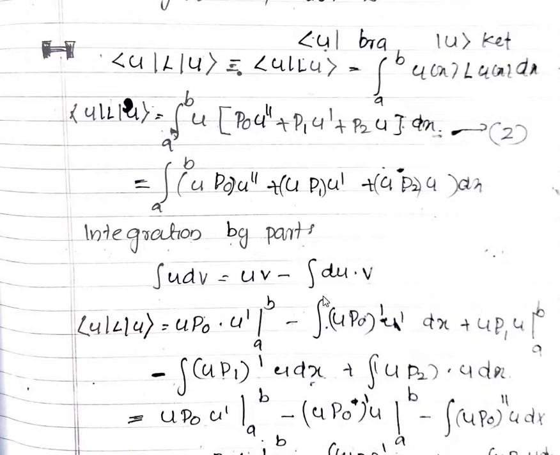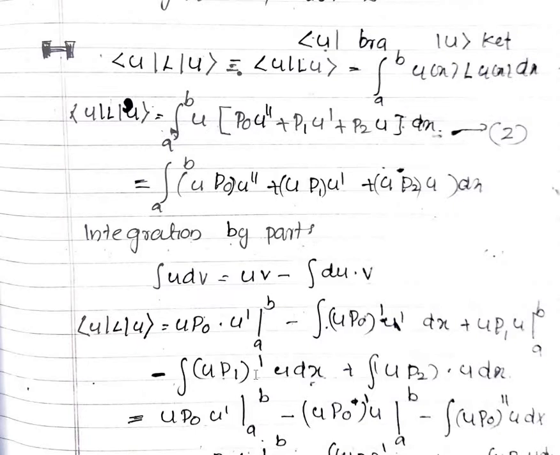Here u p0 is the first function, so it's differential, into integral of the second, u double dash. Integrate, you will get u dash into dx plus the second term. Similarly, first function into integral of the second, then you will get u p1 u between the limit a and b minus integral of differential of the first.